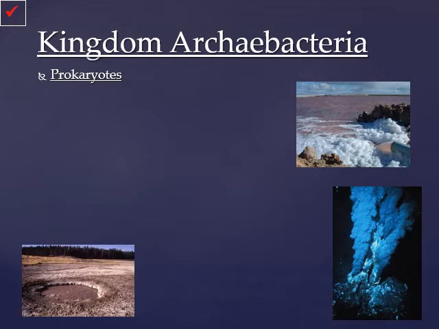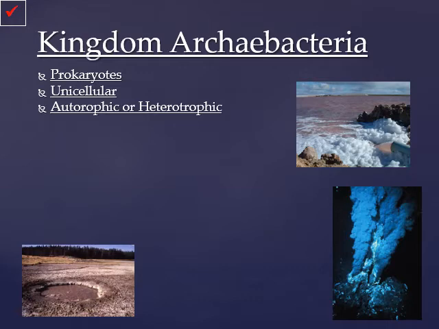Prokaryotic meaning they do not contain a nucleus inside their cell. They are also unicellular, meaning they're normally only one cell large. They can be autotrophic or heterotrophic. Autotroph meaning they can create their own food, either through photosynthesis or through chemical means, or they could be heterotrophic, meaning they go ahead and consume others to get their energy.